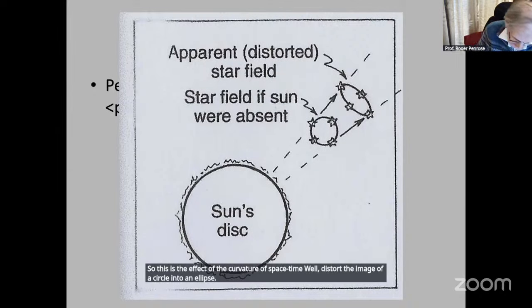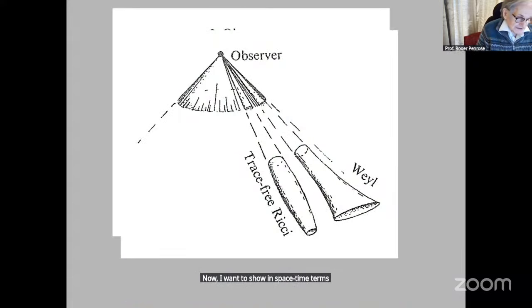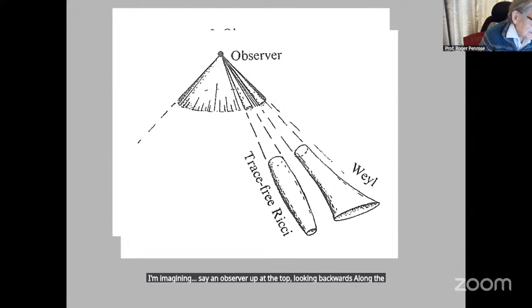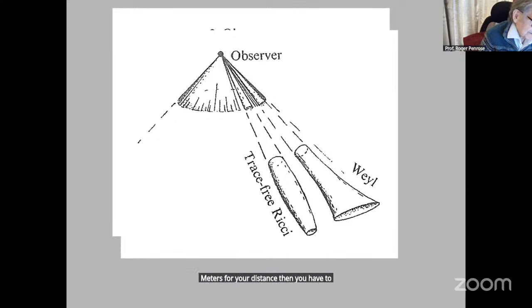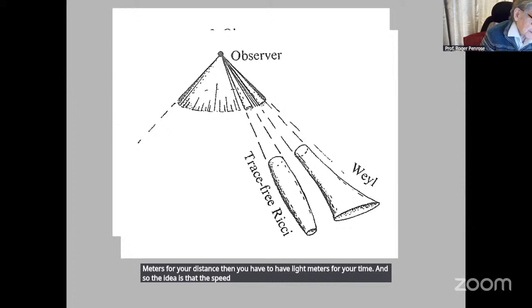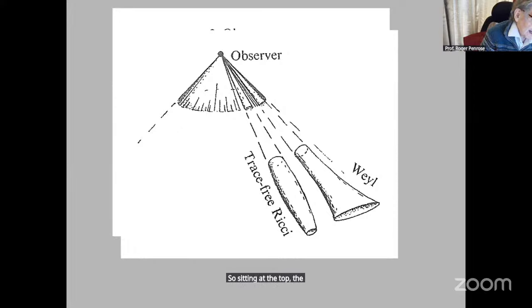Now I want to show in space-time terms the sort of thing that looks like. So I'm imagining, say, an observer up at the top looking backwards along the light cone of the observer. The light rays, I'll tend to draw them at 45 degrees as though the speed of light, well, you see, if you're using meters for your distance, then you have to have light meters for your time. And so the idea is that the speed of light looks as though it's tilted at 45 degrees to the vertical in your picture. So you're sitting at the top, the rays coming into your eye form this past light cone. And as this light cone goes through the curvature, it gets distorted.